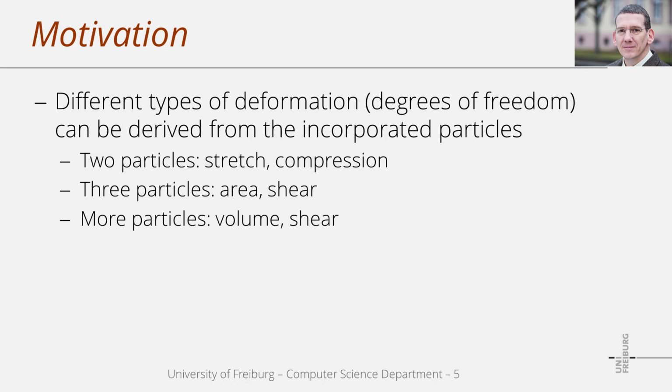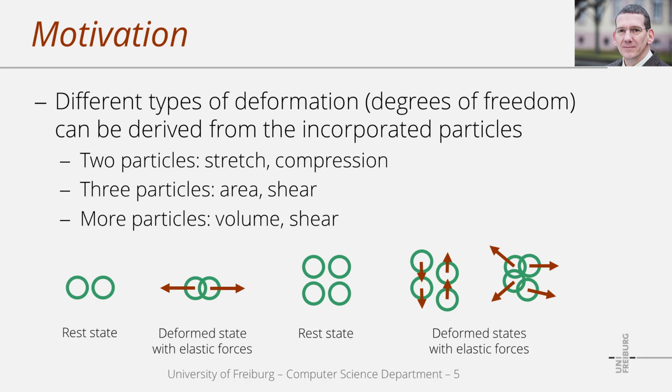If we have a larger number of particles that form an element, then we can consider more deformation types. If we take, for instance, 3 or 4 particles, then we are not restricted to the measurement of distances between the particles, but we can also measure shear and area or volume changes. The illustration shows a rest state with 4 particles, and if we have shear or some area change, then we apply elastic forces at the particles with the goal to restore the rest shape of the particles.